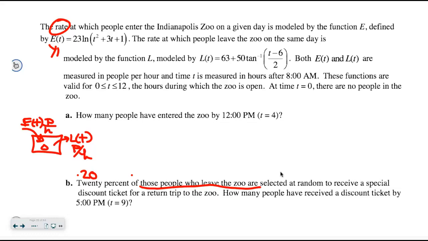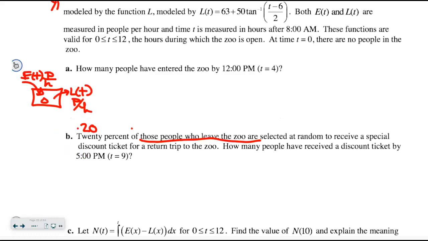Okay? So now I'm going to write a math model for that. I don't have to do the math. I can tell my calculator how to do the math. So I'm going to tell my calculator to take 20% of the people, so I need to integrate, who leave the zoo. So what am I going to put here? L of t, right? And what are my limits? 0 to 5? No. 5 o'clock is hour 9, correct? And they tell me that, so that's actually nice.